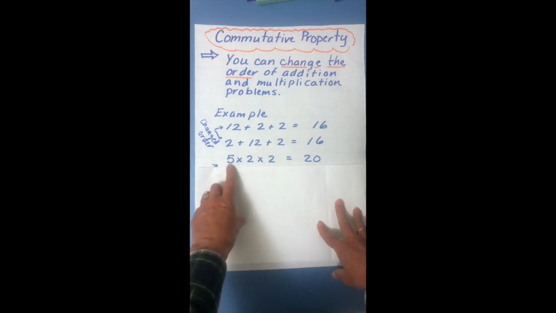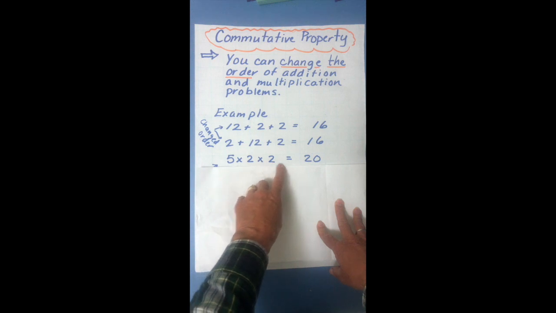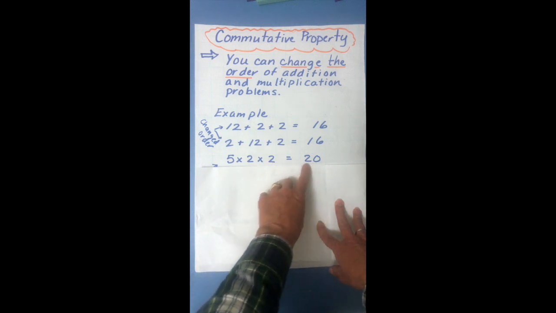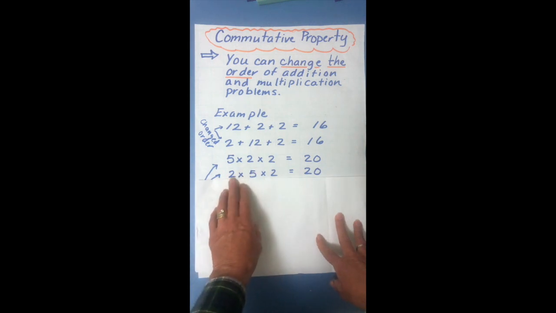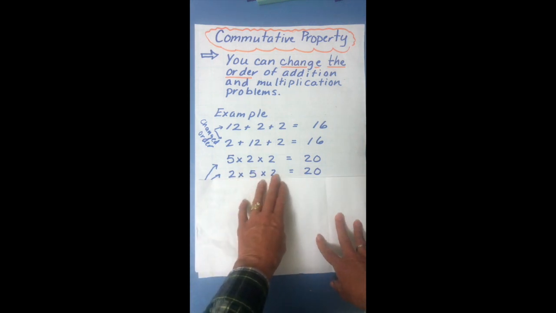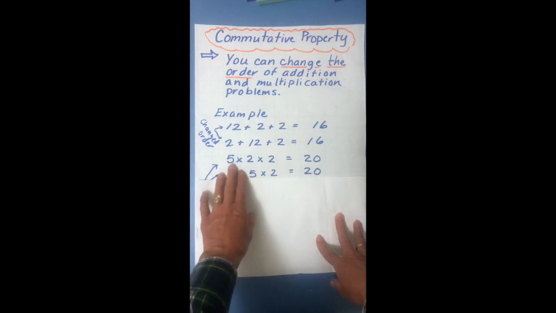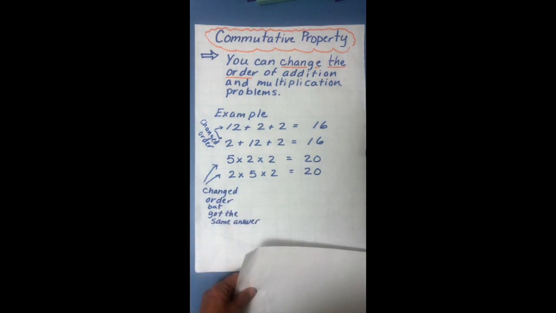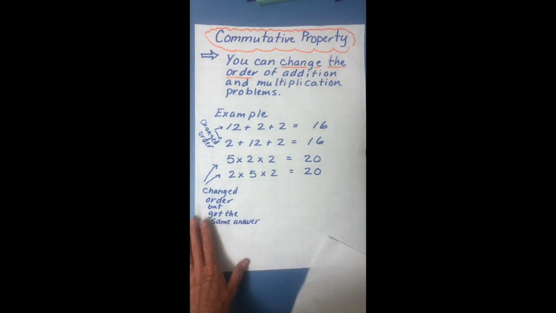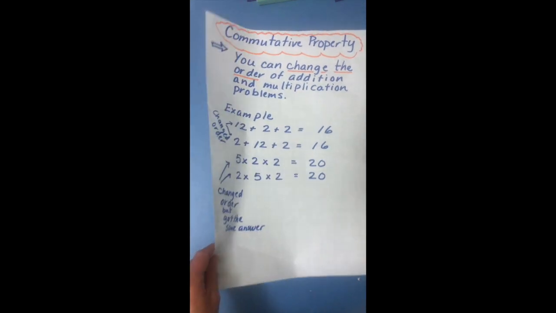Now let's try multiplication. So in this multiplication problem, I have 5 times 2 times 2, and I get 20. But what if I change the order? Well, I could change the order of this problem and still get the same answer. So multiplication is commutative. So the definition of commutative is you can change the order and get the same answer, right? So now I want to give you some non-examples.